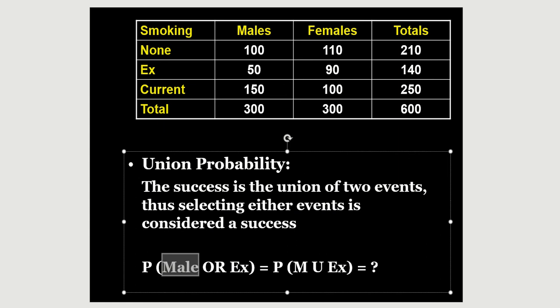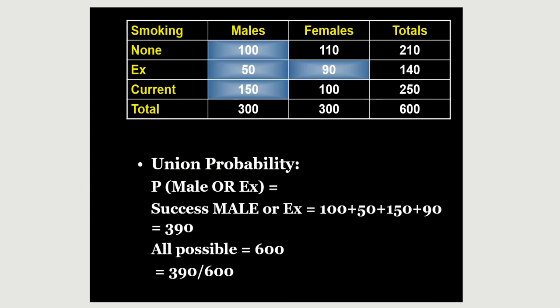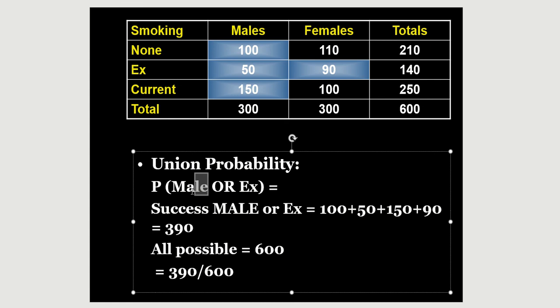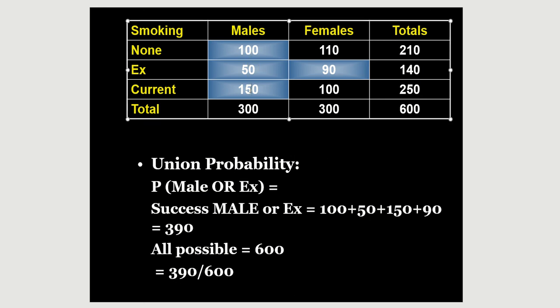Okay. So let's look at how we do it. So in the union, again, you're going to highlight the males, and you're going to highlight the ex-smoker, and you're going to take everybody that has been highlighted. Okay, so I'm going to take the 100, the 50, the 150, and the 90, and all of those are successes. So by adding them up, I get 390. There's no condition, so I'm going to divide by 600, and that would be a correct answer.